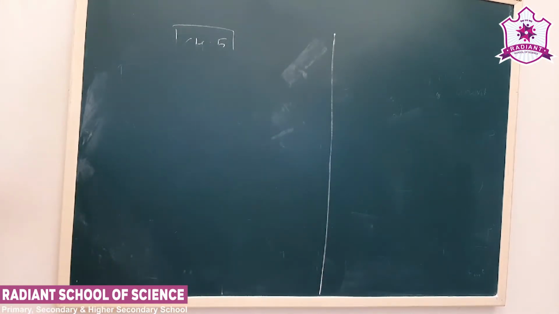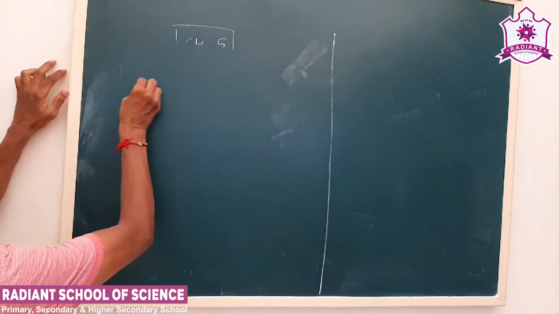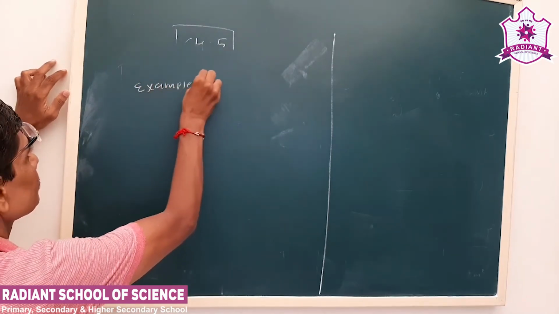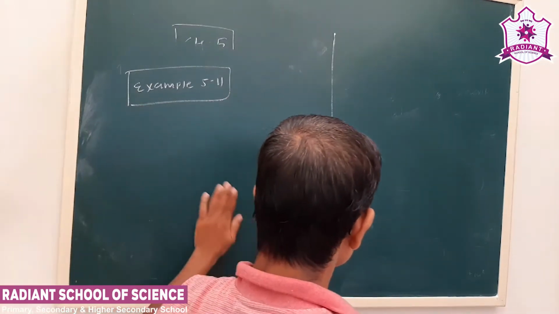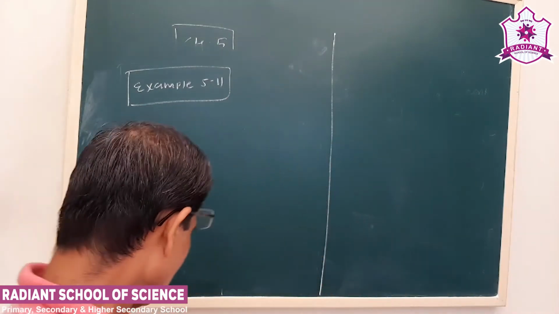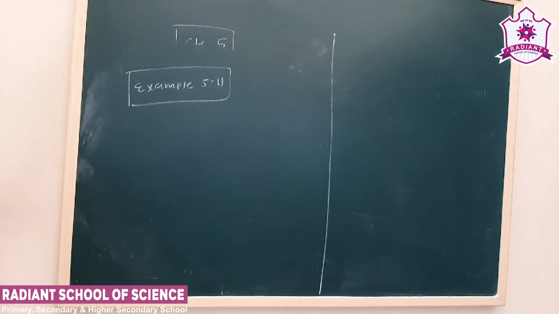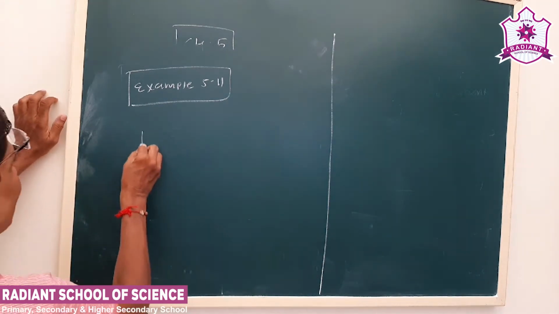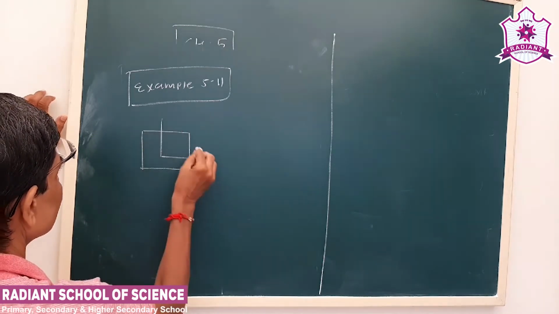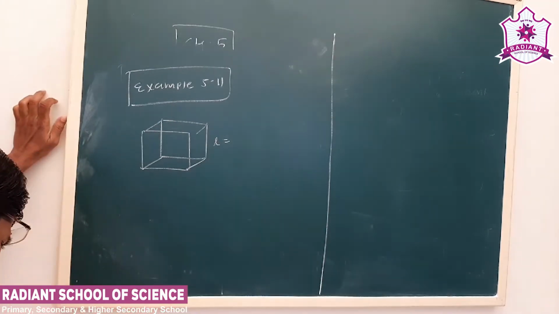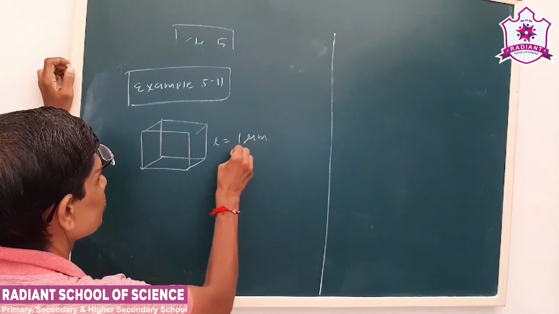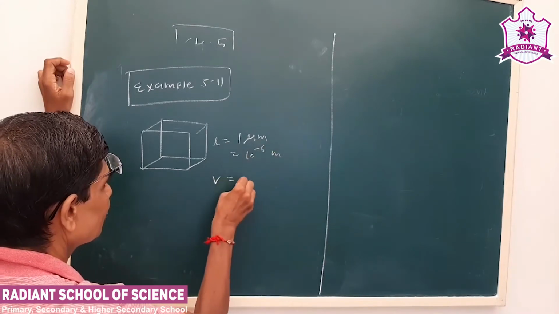Now see example number 5.11. Okay, next is example number. Now see here the domain in a ferromagnetic form. Now we know ferromagnetics are the materials with the domain structure, in the form of a cube of side. Now we have a cube given. See, the length of the cube is 1 micrometer. So what is the volume?